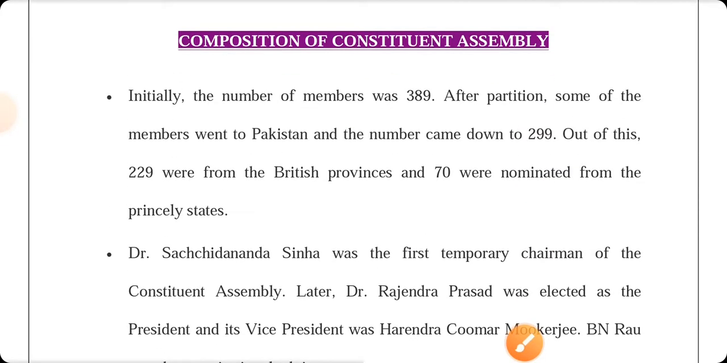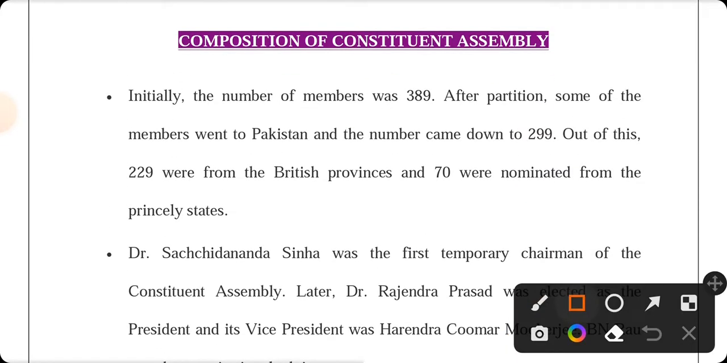Composition of Constituent Assembly. Initially, there were 389 members in the Constituent Assembly. After the partition of Pakistan, some of the members went to Pakistan and the number came down to 299. Before partition, what is the strength of the Constituent Assembly? 389. After partition, it came down to 299. Out of this, 229 were from British provinces and 70 were nominated from the princely states.